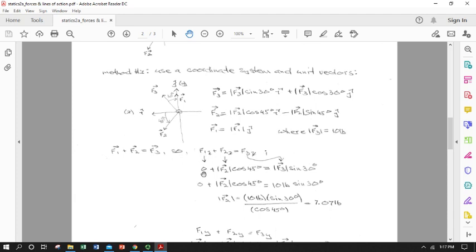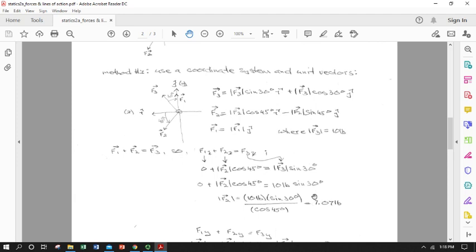So there was nothing of F1 in the x. The portion of F2 that was in the x direction is my magnitude of F2 times cosine of 45, and then the portion of F3 in the x was the magnitude of F3, which is 10 pounds, times sine of 30. So hey, great, I can solve for the magnitude of F2. Just do some algebra and it's about 7.07 pounds. So that was one of the things I needed.